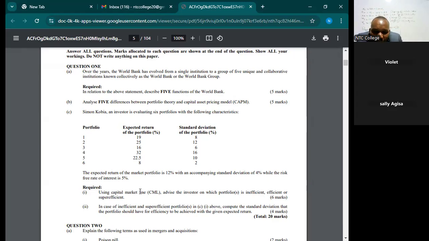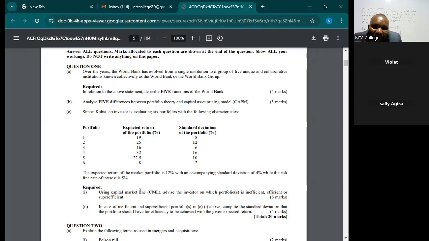Is this CAPM or portfolio? Which one are they setting here? Portfolio. They are setting portfolio, not CAPM, because you've seen CML.